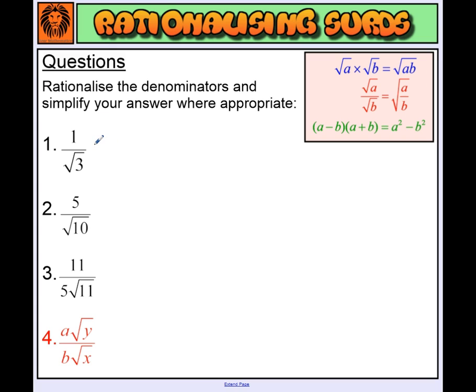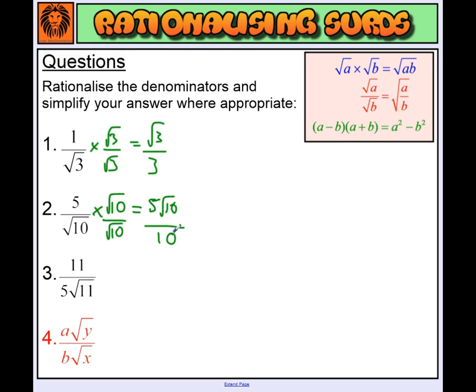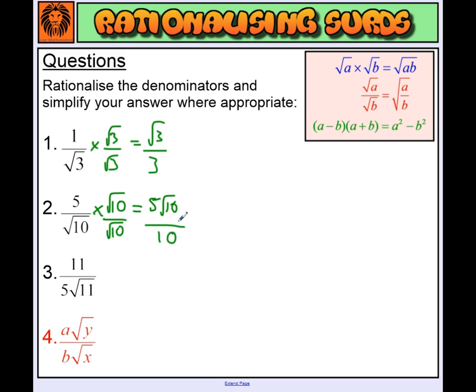With question 1, we have 1 divided by root 3, so we need to multiply the numerator and denominator by root 3. This gives us root 3 over 3. With question 2, we need to multiply the numerator and denominator by root 10. So this one will give us 5 root 10 over 10.